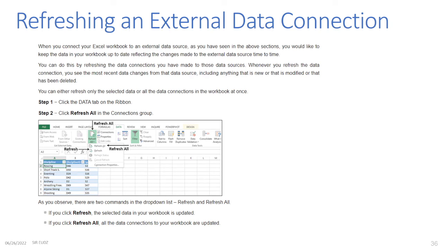You can either refresh only the selected data or all the data connections in the workbook at once. So we click on the Data tab on the ribbon, then click Refresh All in the Connections group. As you observe, there are two commands in the drop-down list, Refresh and Refresh All. If you click Refresh, the selected data in your workbook is updated. If you click Refresh All, all the data connections to your workbook are updated.